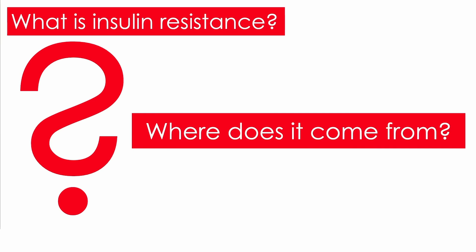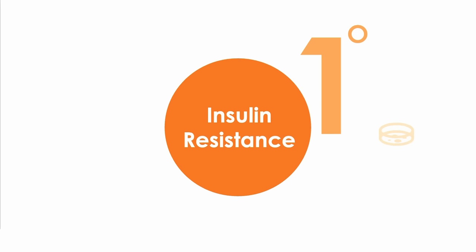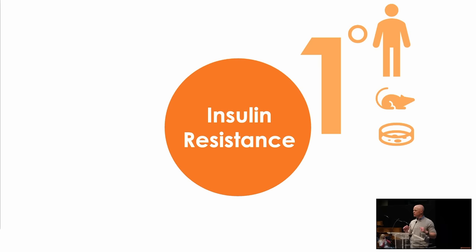I've identified the villain of the story, but now we need to understand its origins. How did it become the villain that it is? With insulin resistance, there are what I consider to be primary causes. And there are secondary, and there are a myriad of them, but I want to focus on the primary for the sake of time and precision, where I define the primary causes as being causes that can independently of anything else contribute or cause insulin resistance in all three commonly used biomedical models.